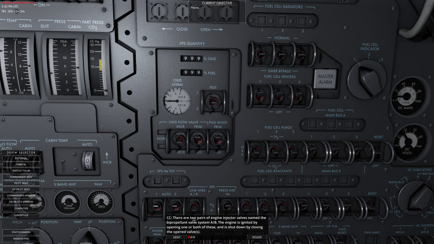It's all we got. There are two pairs of engine injector valves named the bipropellant A and B. The engine is ignited by opening one or two of these because, as you know, it's hypergolic propellants. Alrighty, when open, the engine will throttle at max thrust for the duration of the burn. Oh, it's one of those.